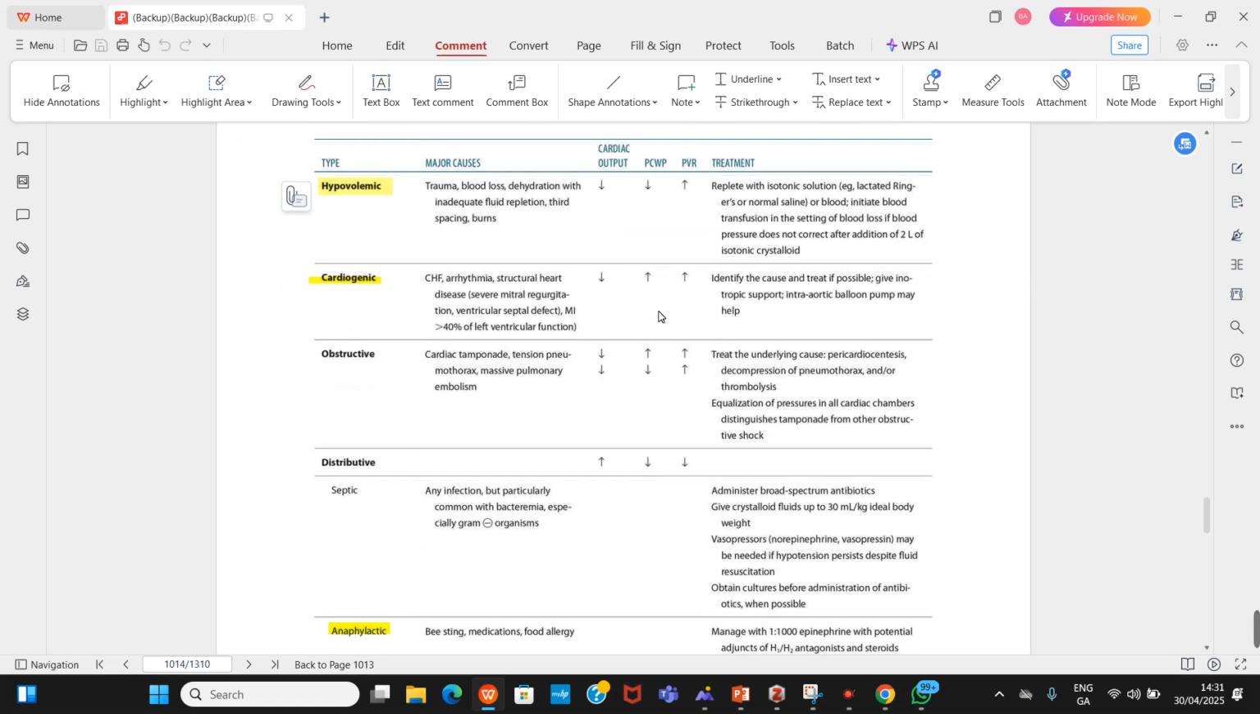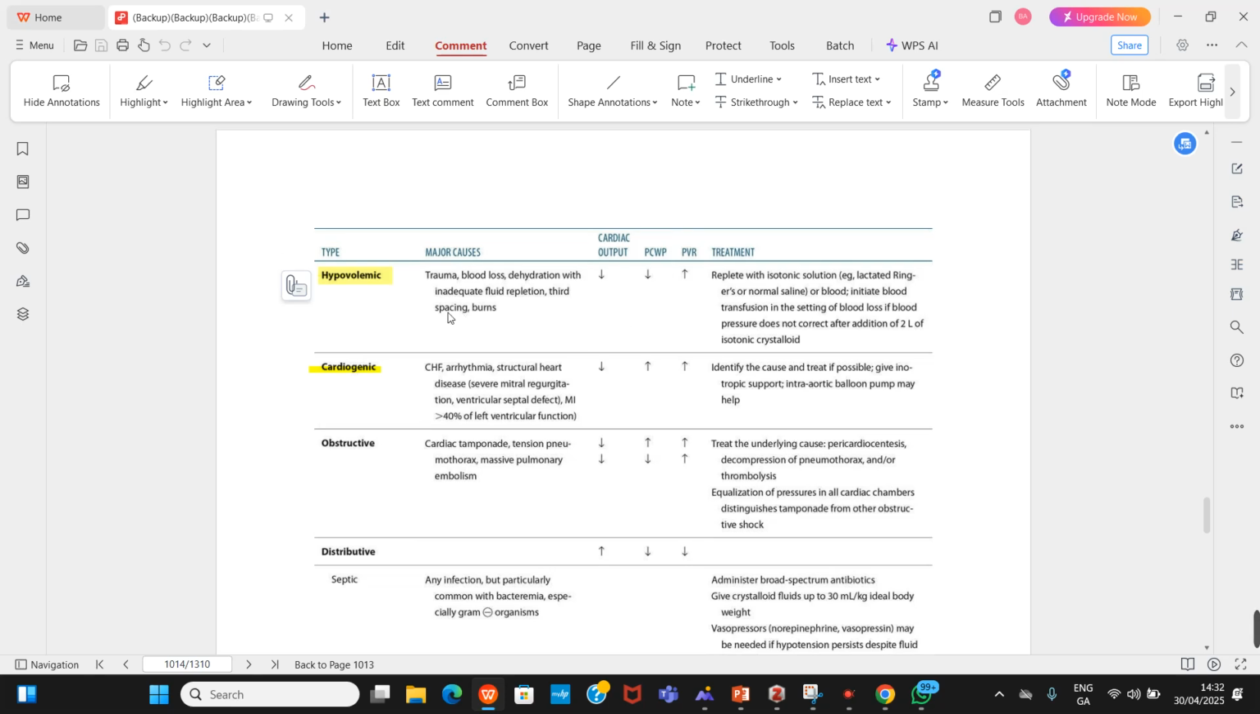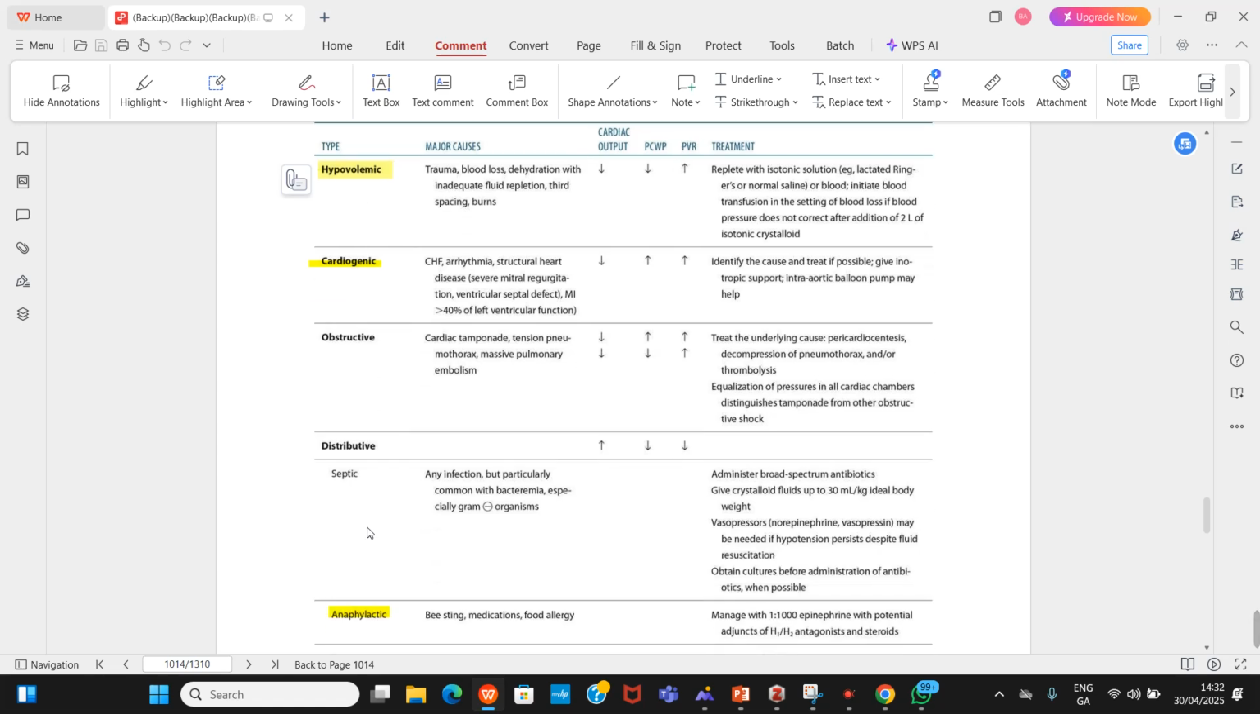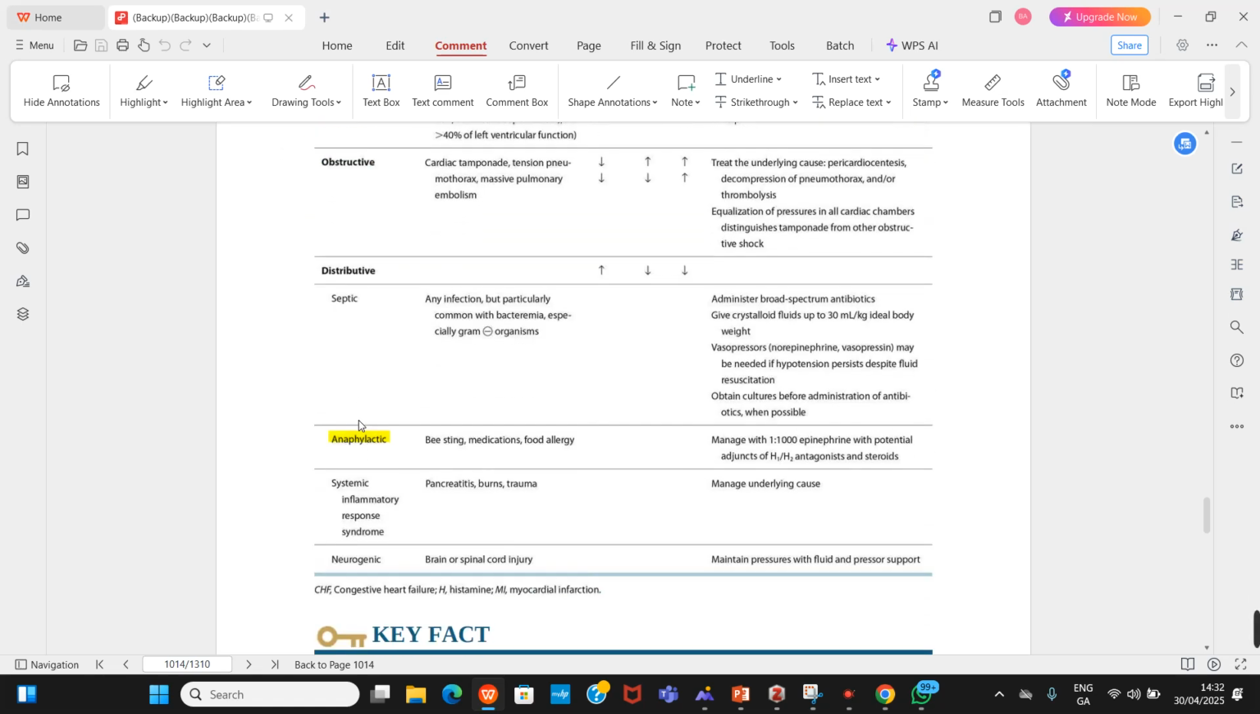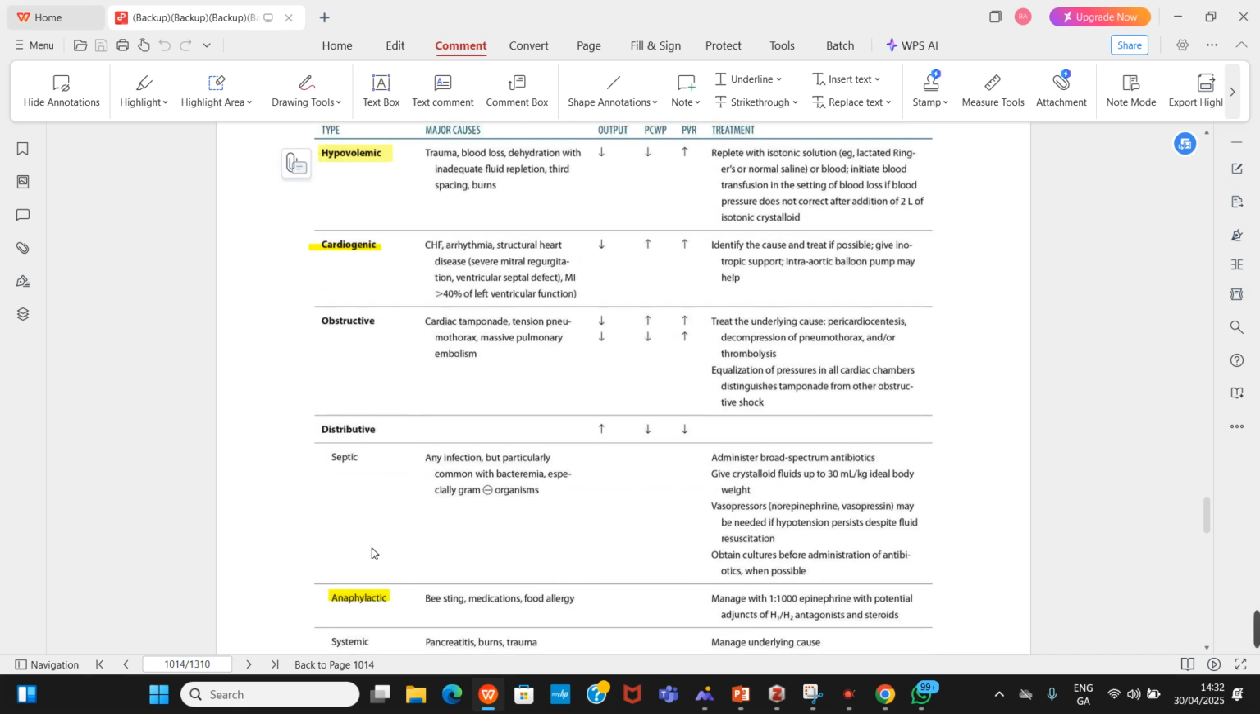So there are different causes of shock, different types of shock. Broadly classified into four types. We have the hypovolemic, the cardiogenic, the obstructive, and the distributive shock. Under the distributive shock, we have majorly septic shock, anaphylactic shock, and neurogenic shock.